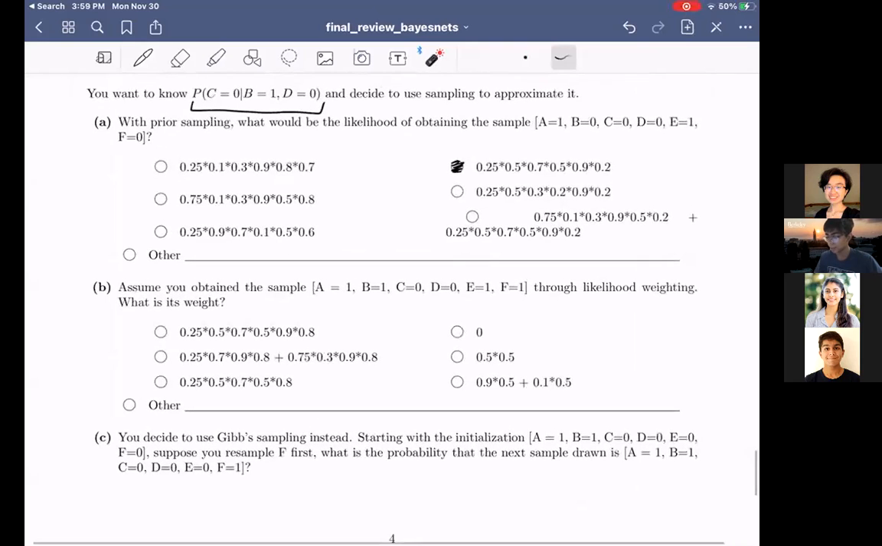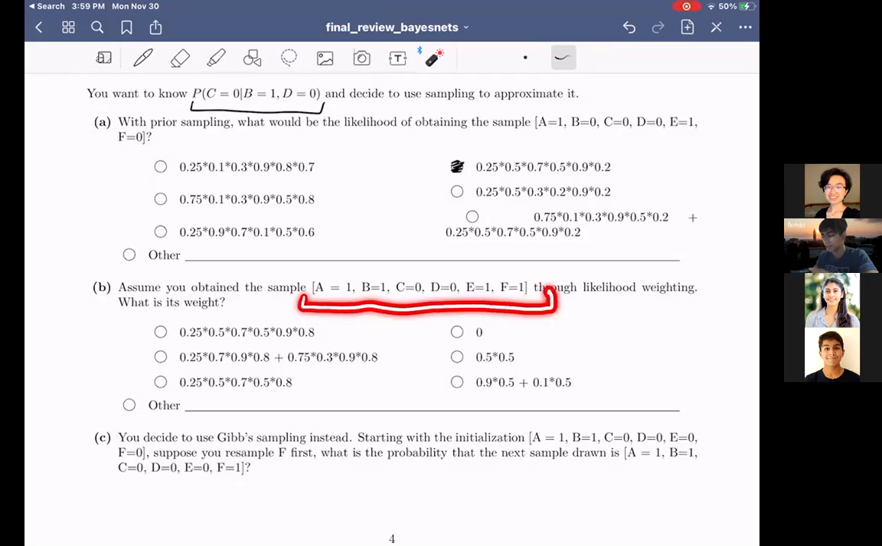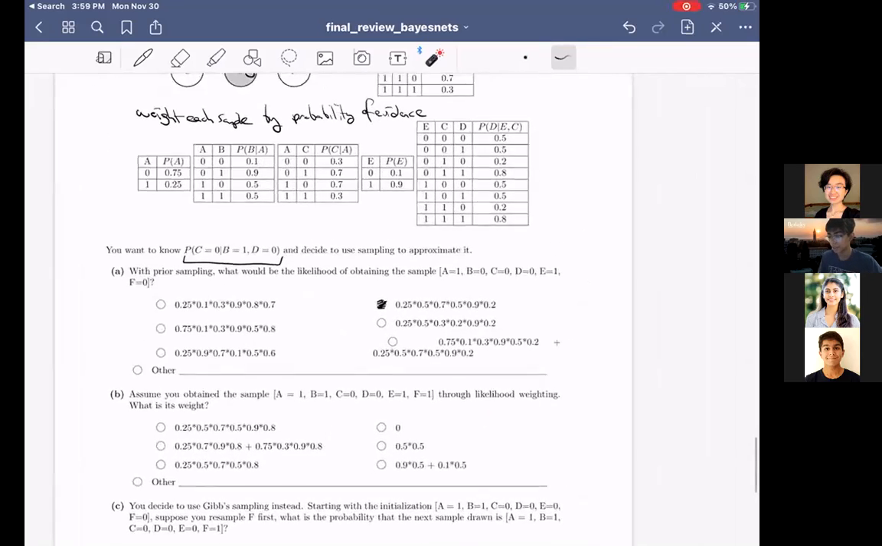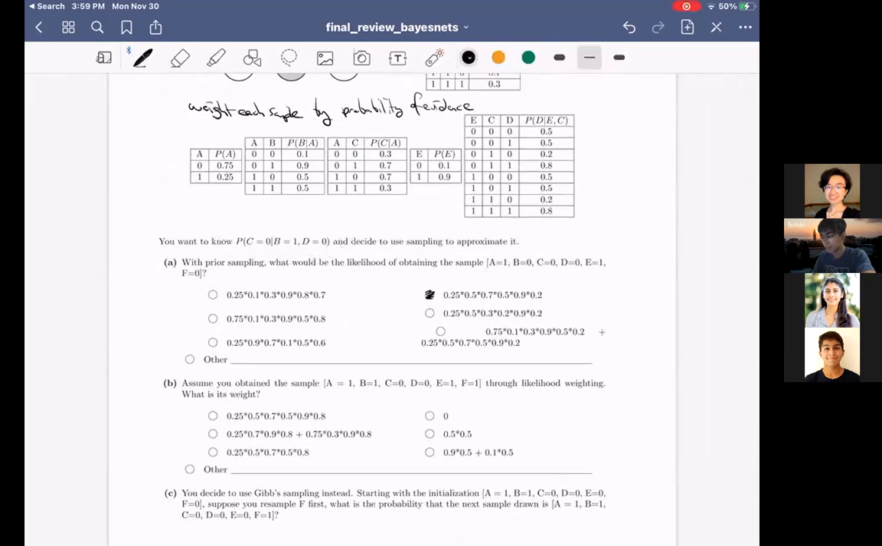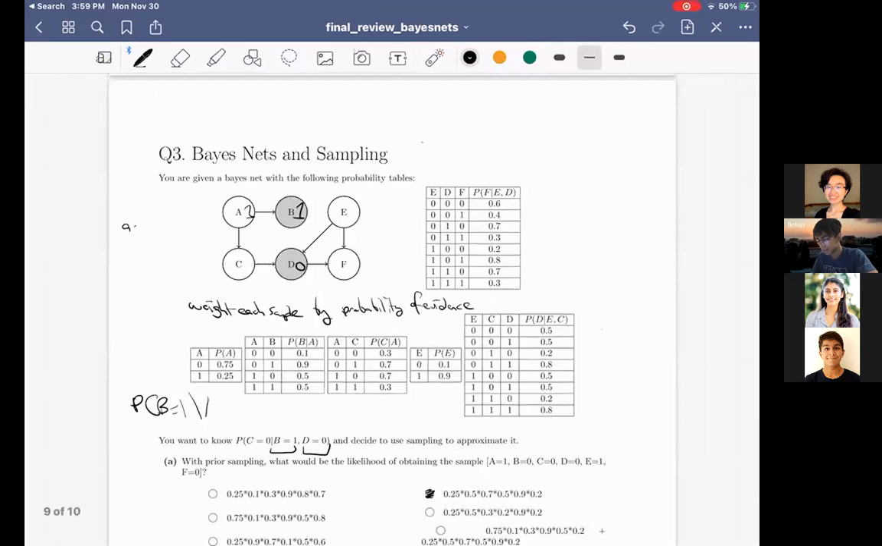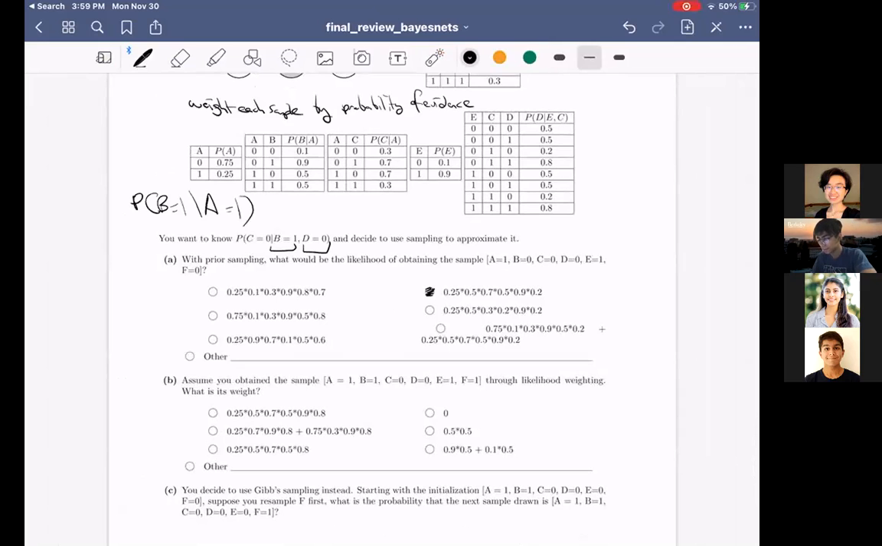This problem is asking, what is the weight of this sample A equals 1, B equals 1, C equals 0, and so on. So we ask, what are the pieces of evidence? B equals 1 is one evidence and D equals 0 is the other evidence. What's the probability of B equals 1 given its parent, A, which is equal to 1? That's going to be 0.5, from this table here. That's the first thing. And the second thing happens to be 0.5. There's no other option, so I'm just going to circle that one. So we're weighting down samples that are less likely and giving a higher weight to samples that we're more likely to have encountered.